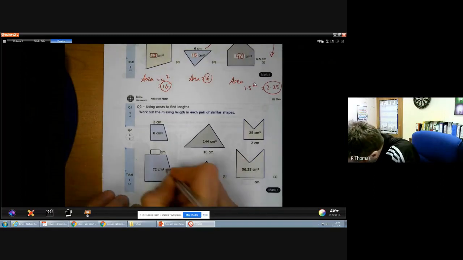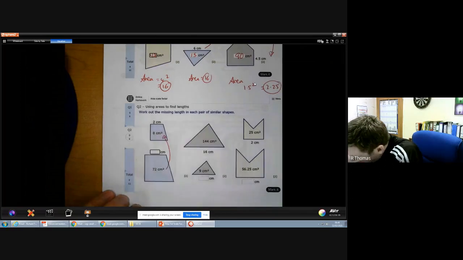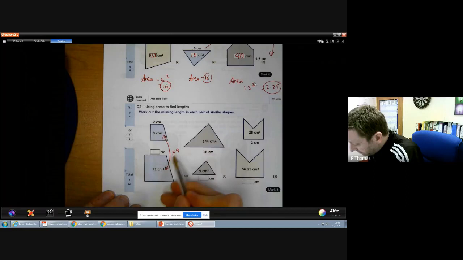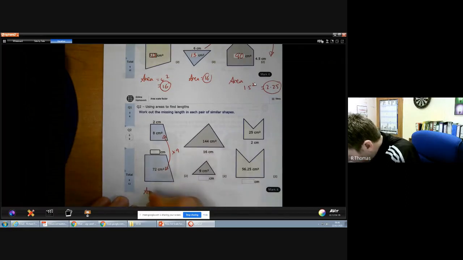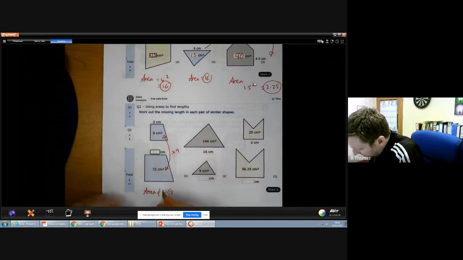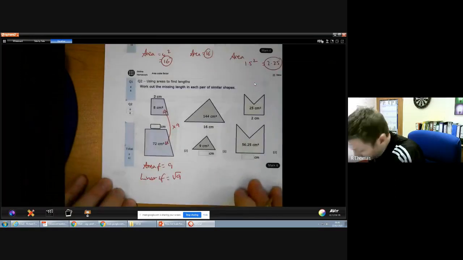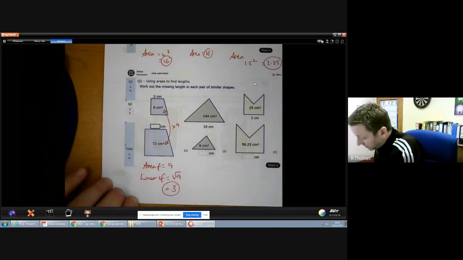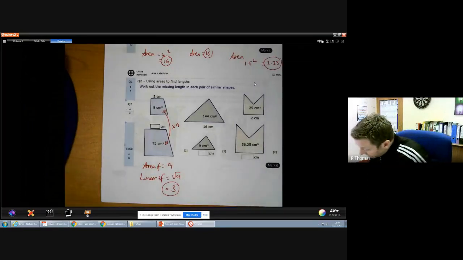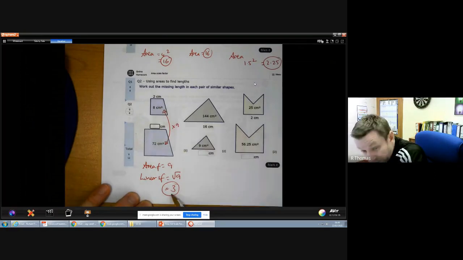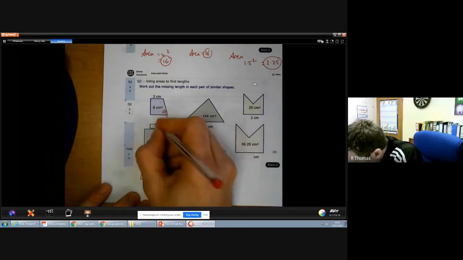So if you look here, right, the scale factor there going from 8 to 72 is times by 9, right? So the area factor is 9. So the linear scale factor is the square root of 9, which is 3, right? So each side is 3 times bigger. So this here will be 2 times by the linear scale factor 3, which is 6.